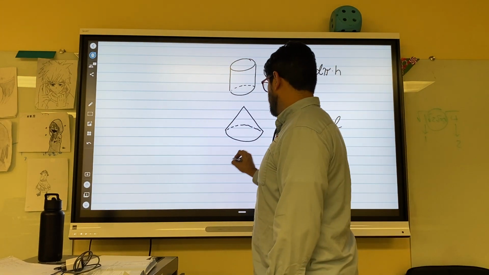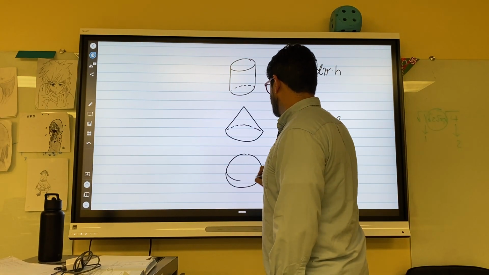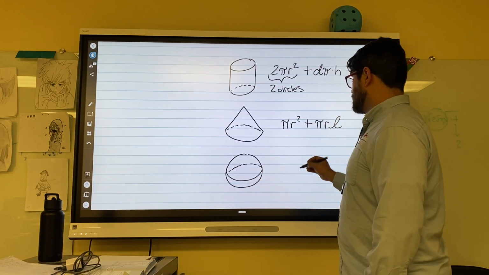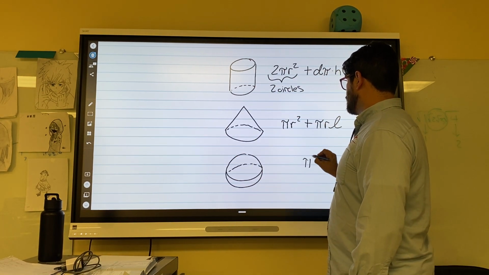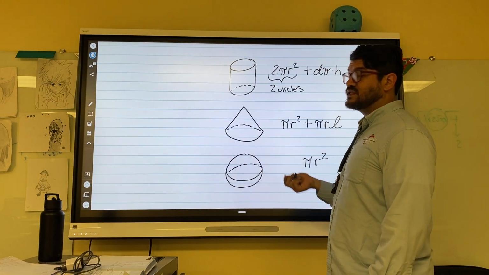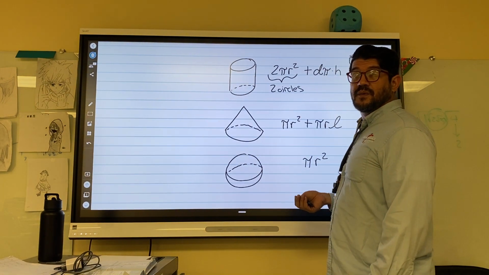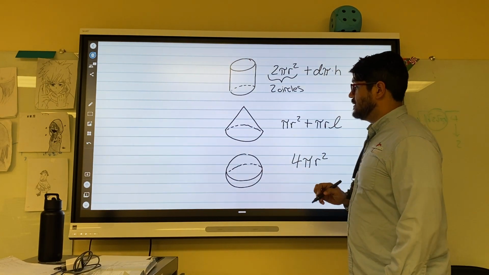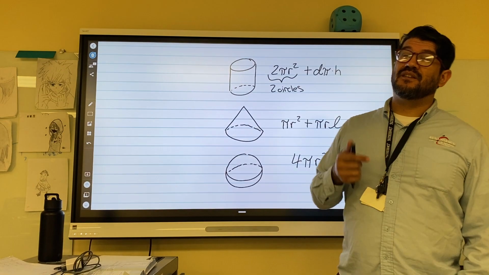A sphere is the easiest one. You're definitely going to use the circle formula, but how many circles does it take? How many center circles does it take to encompass this sphere? 4 of them. And those are the surface areas of the odd shapes.